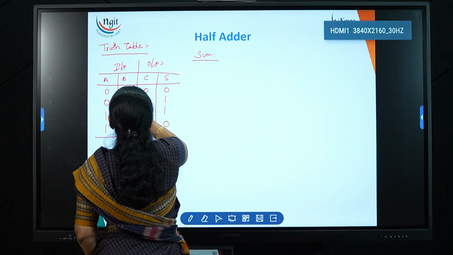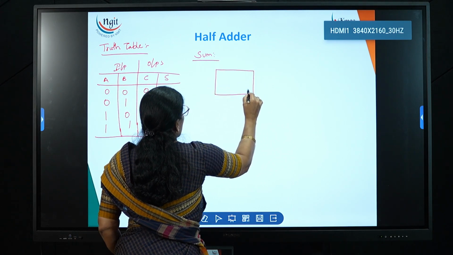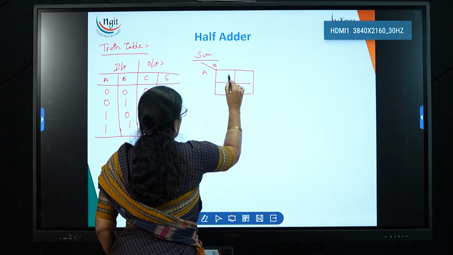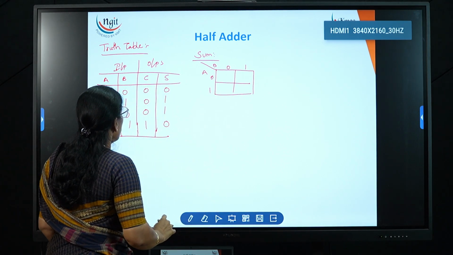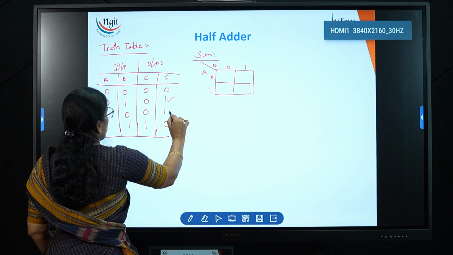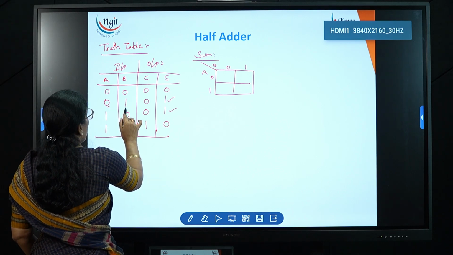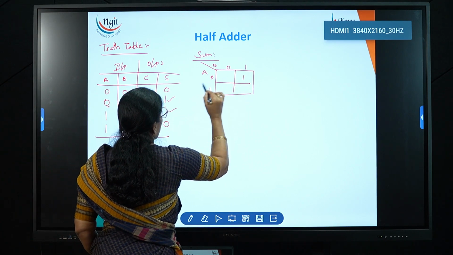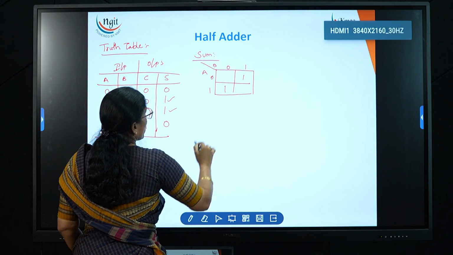Now here two variables are there, so I need to take the two variable K-map, A, B, 0, 1, 0, 1. Now where we are getting the logic 1, there we need to know, here A is A bar and B. A is 0, B is 1, that time we are getting the sum. Again A is equal to 1 and B is equal to 0, we are getting the sum.